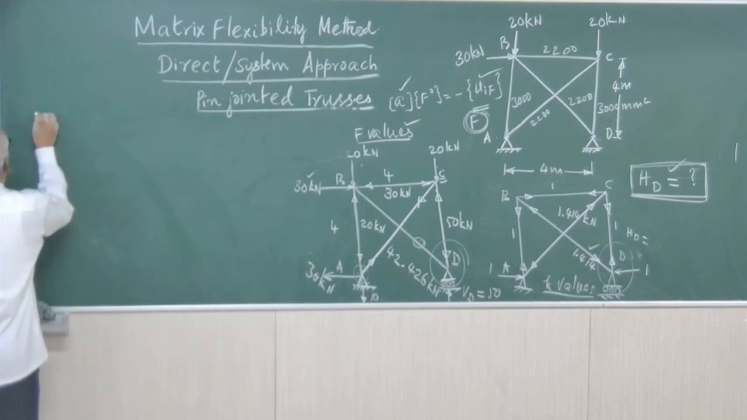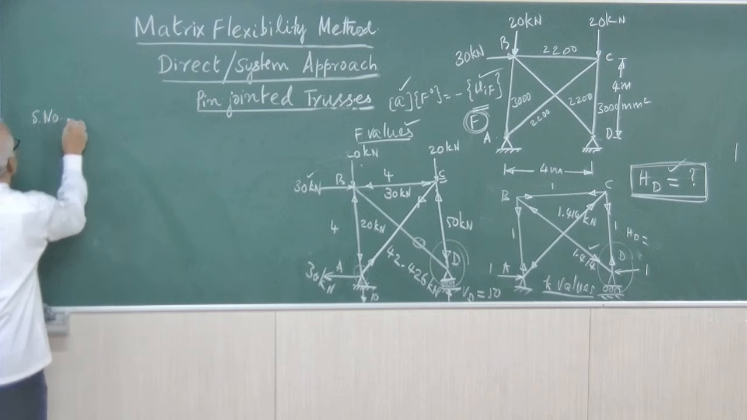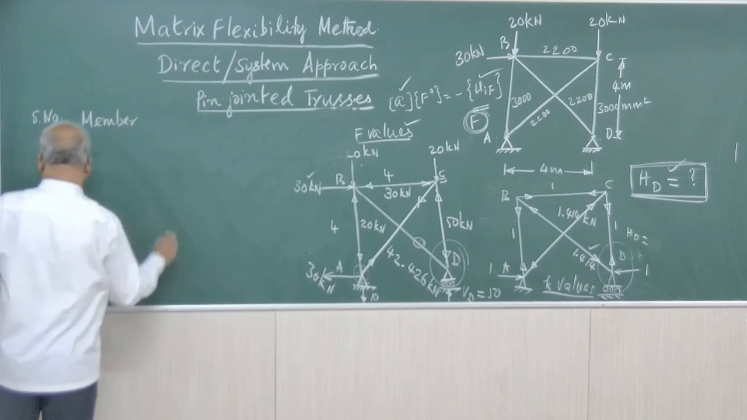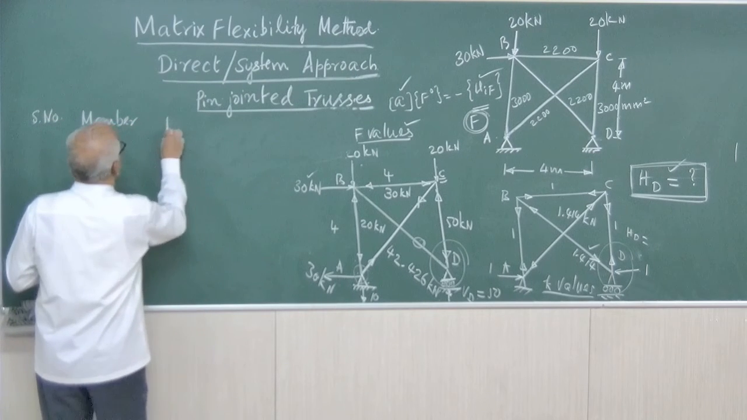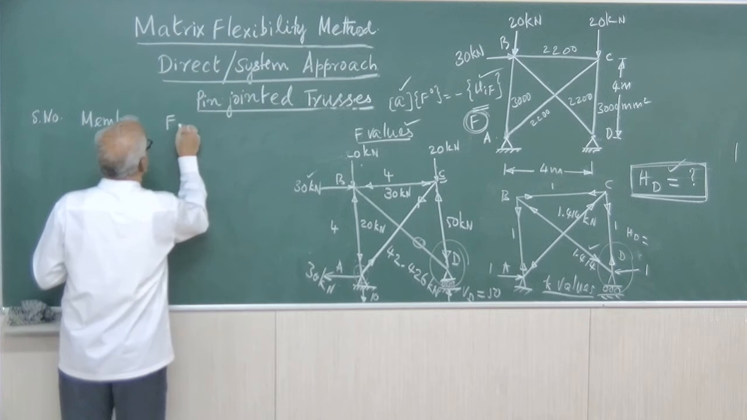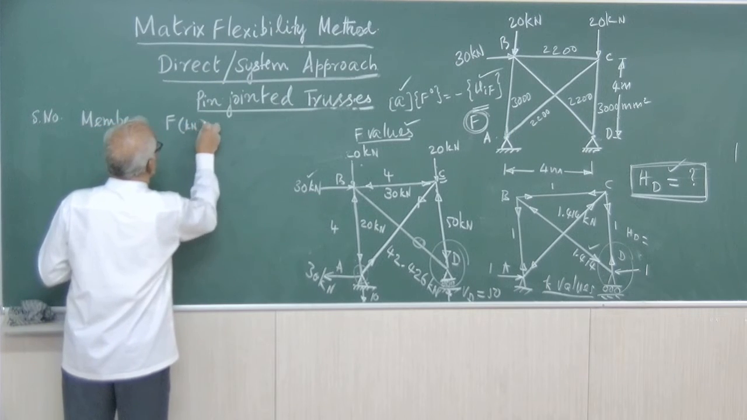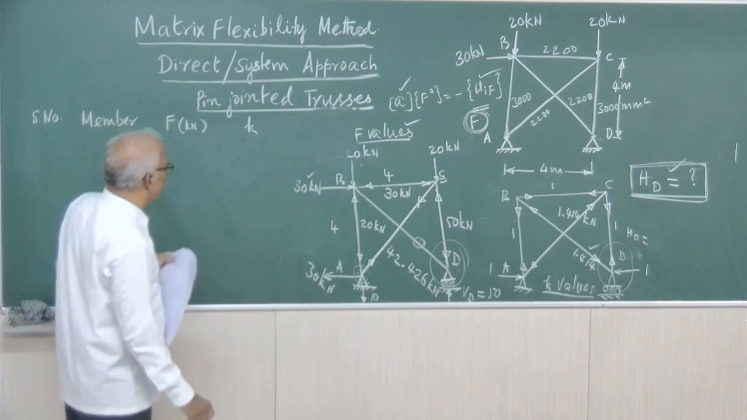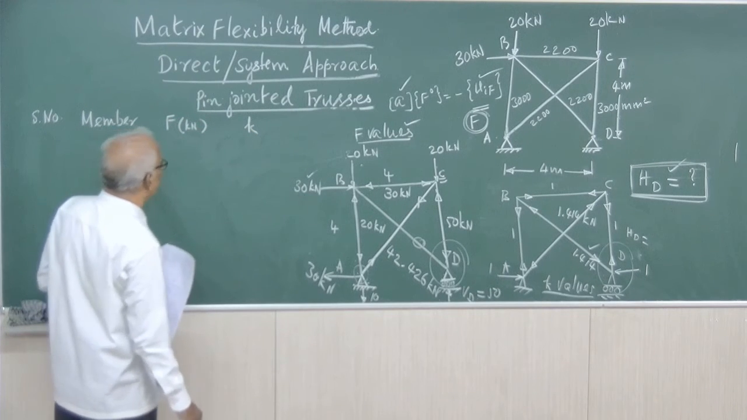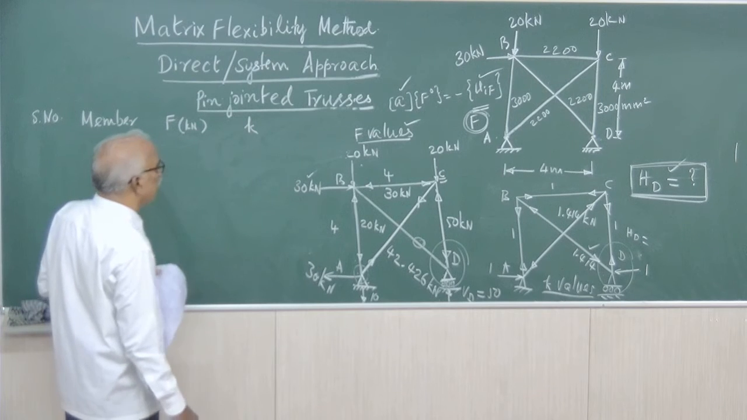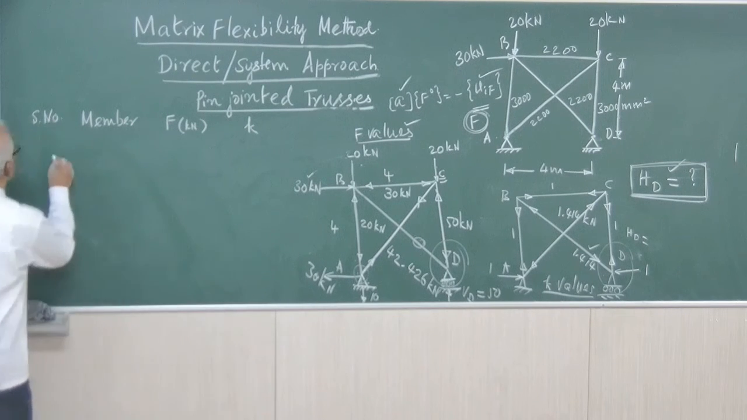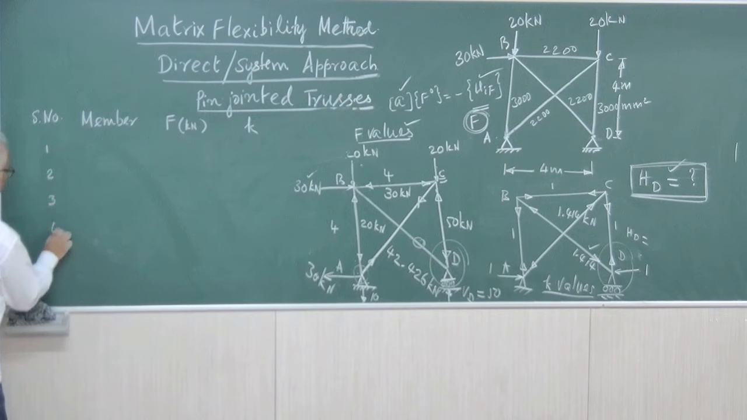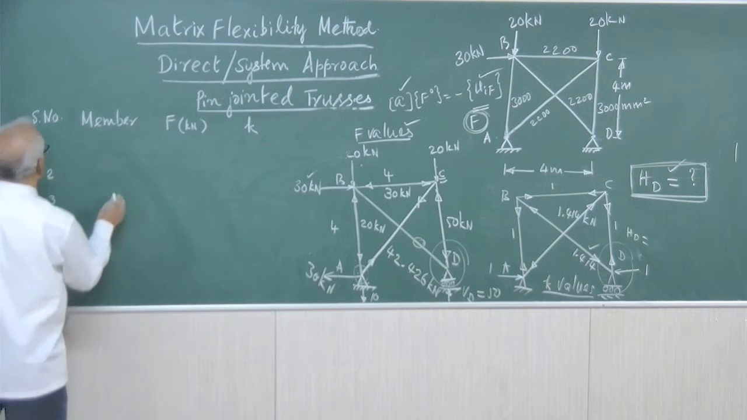So serial number, member, then F value, F kilonewton, then K value. Now we'll write down the 5 members A, B. There are 5 members, 1, 2, 3, 4 and 5.